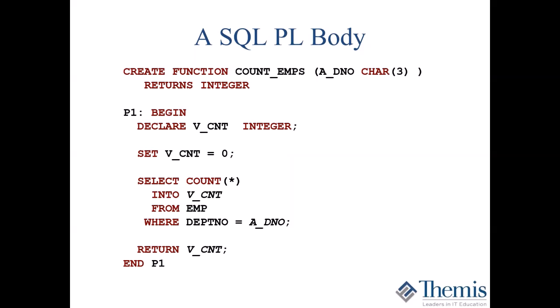Okay, so I'm just doing a quick count. How many employees are in that department? And then that last statement at the bottom, return v_count, that is the integer going back. Right, so you send me a department number, I send you back an integer.